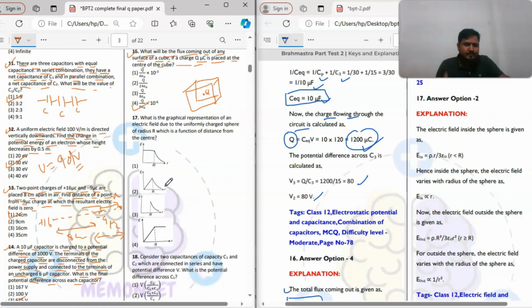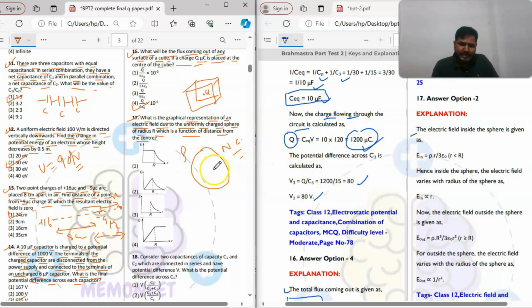The question is: what is the graphical representation of the electric field due to a uniformly charged sphere of radius R, as a function of distance from the center? There is one mistake in this question: it is not mentioned whether it is a conducting sphere or a non-conducting solid sphere. So here we take the case of a non-conducting solid sphere, with charge density rho.